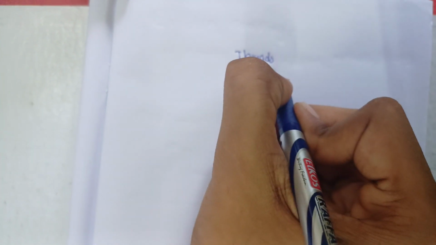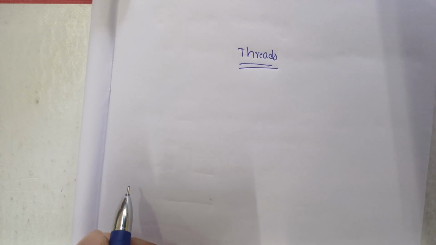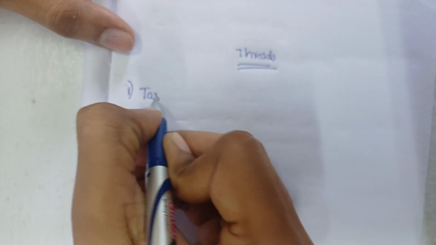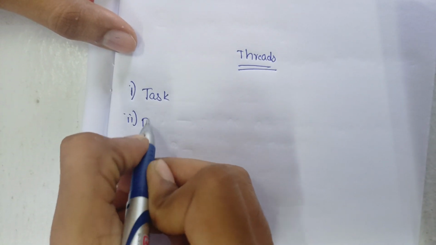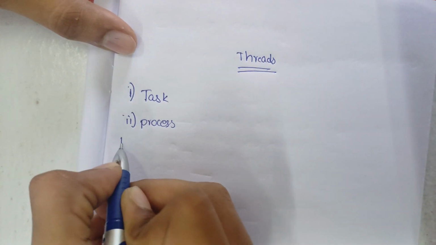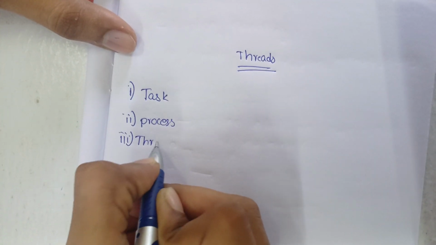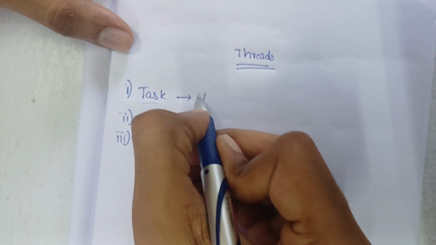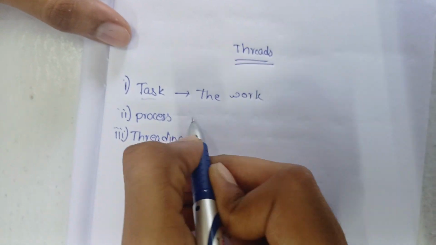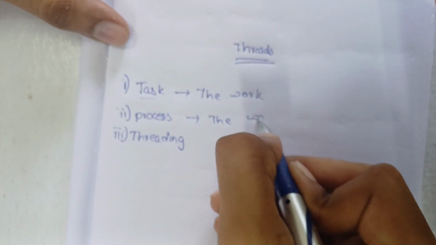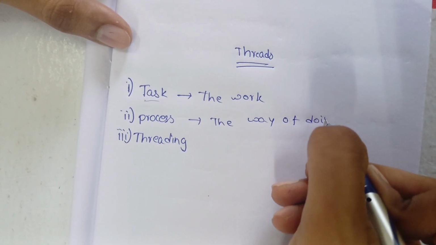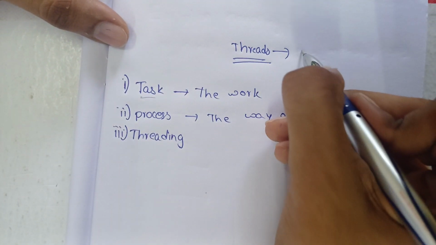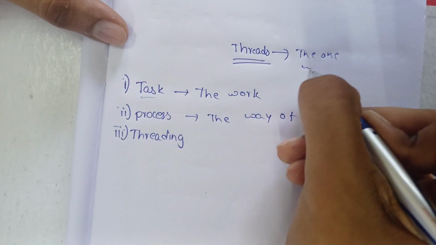Before knowing the concept of thread, first anyone needs to know about three concepts. First thing is task, second thing is process, and third thing is threading. A task is nothing but the work, and the process is the way of doing work. Next, thread means the one who is doing the work.